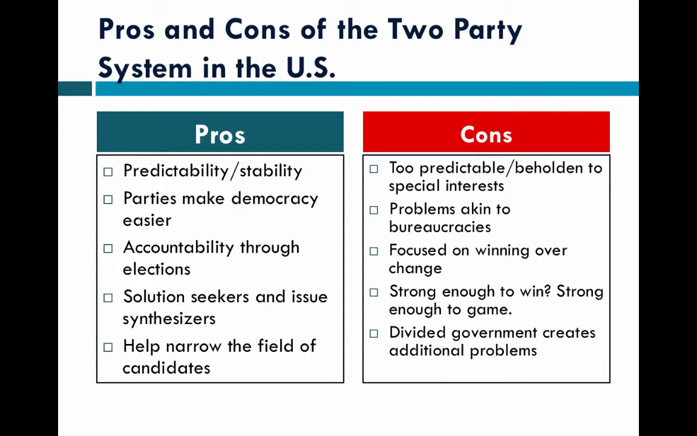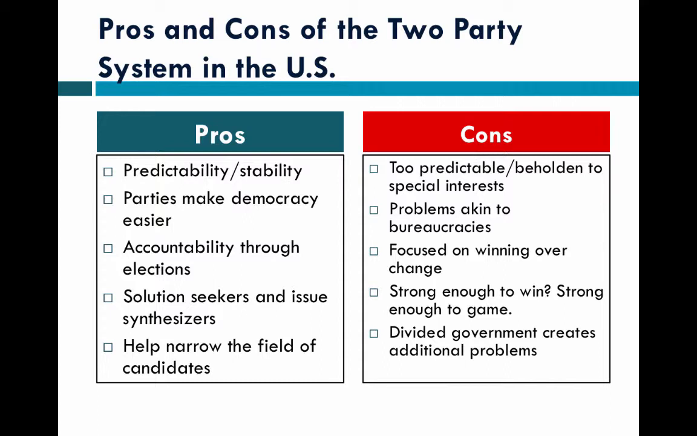Now, on the other hand, there are a significant number of cons, which is why people generally do not like political parties in the U.S. That predictability can be too predictable. They can be too beholden to special interests, and these aren't necessarily interests with money, although that happens. The problems that we see with large bureaucracies, red tape, uninhibited growth, slow to move and change, all of those things can happen with the political parties themselves. They are, in fact, bureaucracies.